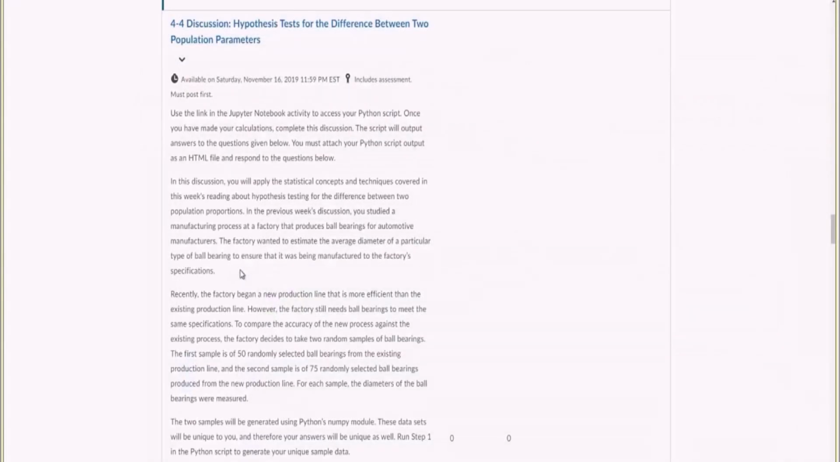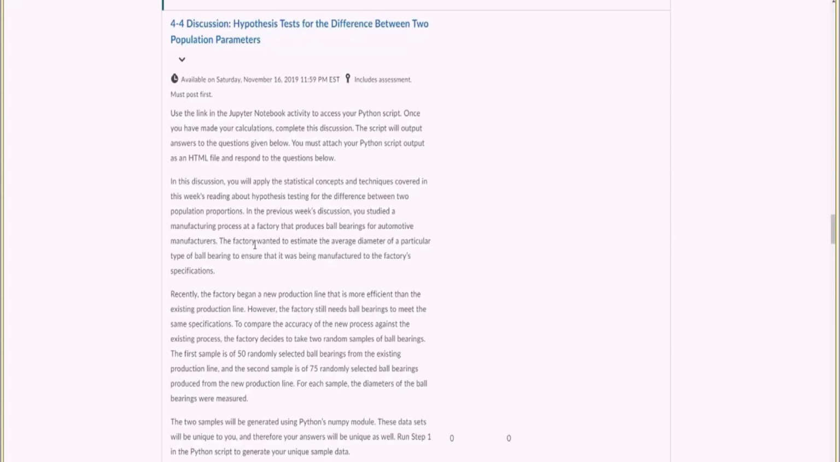Now we move on to the discussion for the week, and the discussion involves hypothesis tests for the difference between two population parameters. The parameter that we're testing here is proportions. So this week you will be working with the same problem that you worked on last week, where we had studied a manufacturing process at a factory that produces ball bearings for automotive manufacturers.